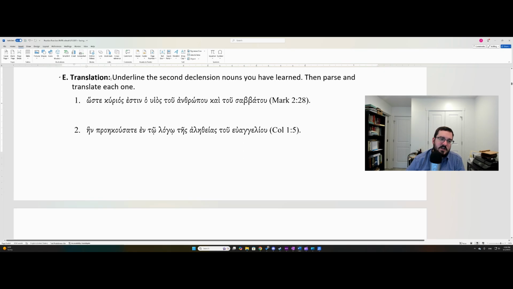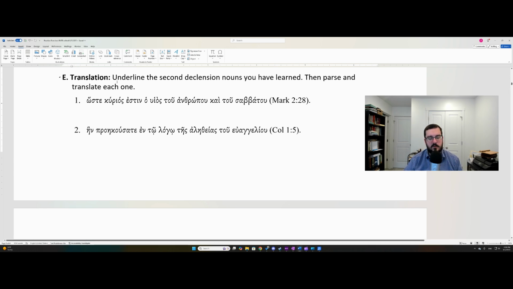Now, in our last section here, we're just underlining second declension nouns that we've learned. And remember, those will be memorized in chapter 3. We had a little confusion in class, and that's okay. We're still kind of building the plane as we're flying it with some aspects of this. So we just want to be sure to clarify.